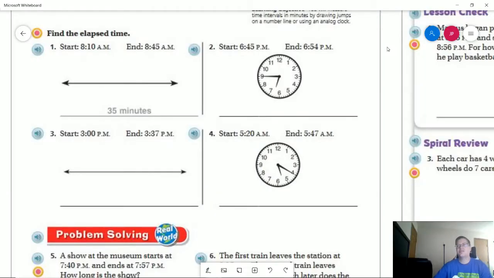This will be going out on Tuesday, April the 14th, and covers the lesson homework from lesson 10.3. We were working with elapsed time, so let's go ahead and take a look at our problems. These should be pretty easy.